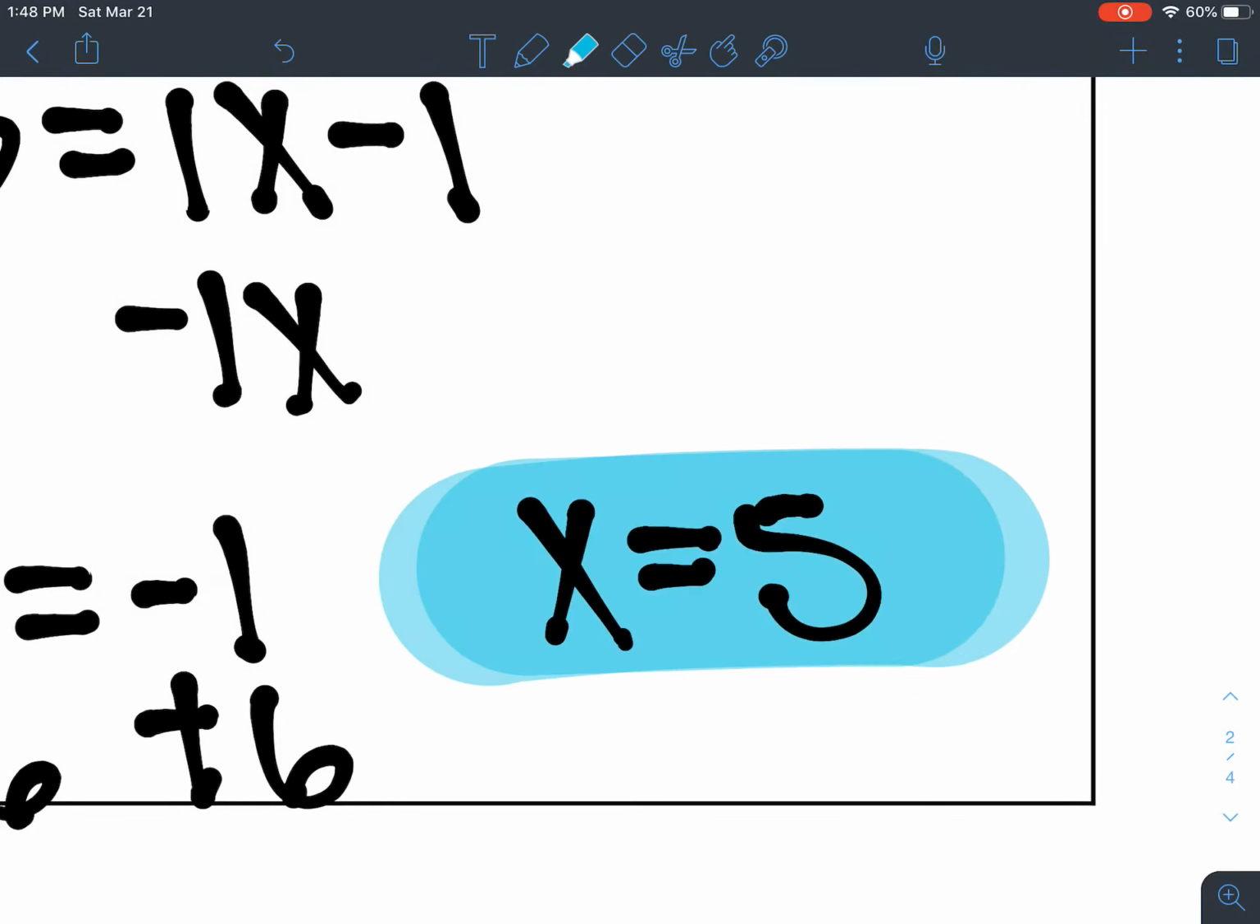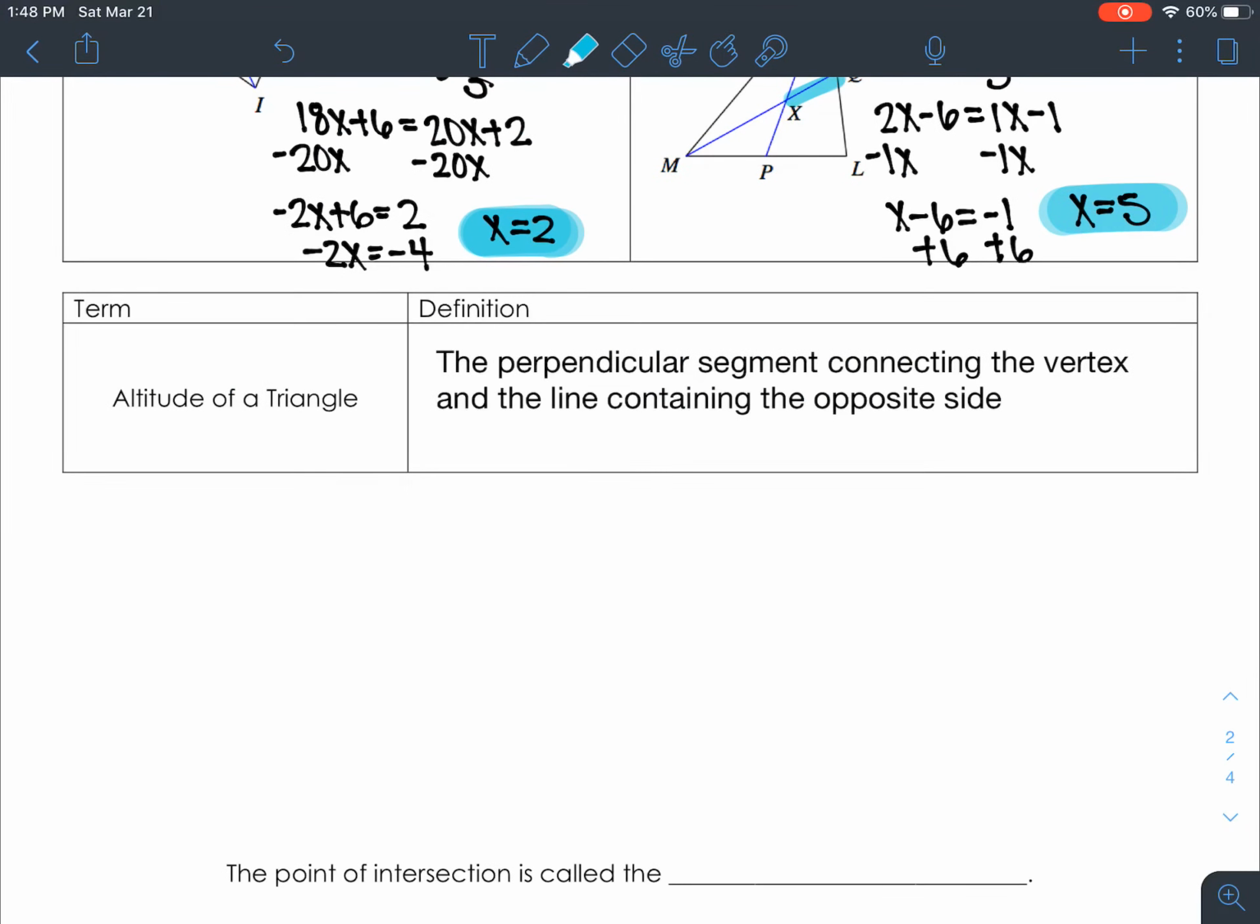I'm going to pause here, and then we're going to get into altitude, which is our last special segment.